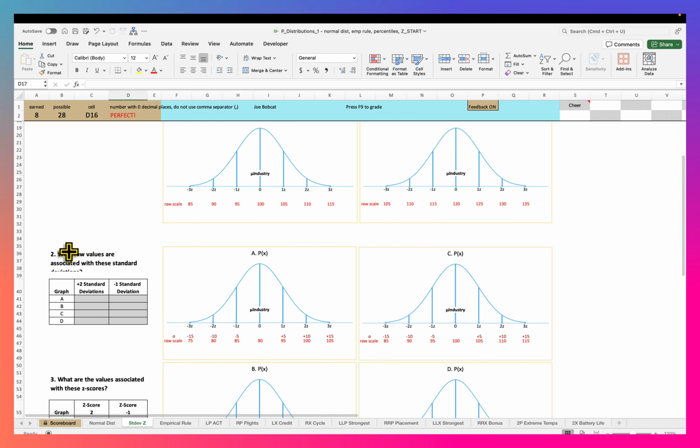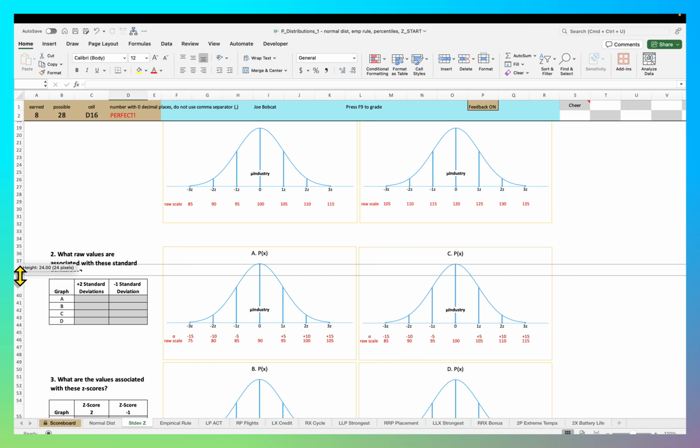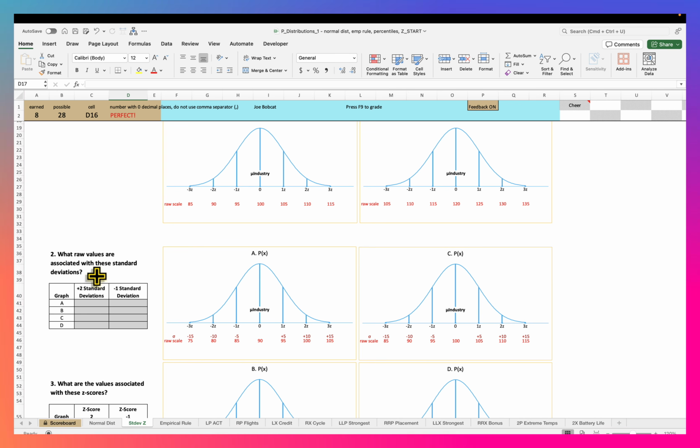All right, the next one says what raw values are associated with these standard deviations. Sorry, that got cut off. You can always stretch it down. All right, in graph A, at plus 2 standard deviations. So at plus 2 standard deviations, so that would be from 90 to 95 to 100. So 100 at plus 2. And at minus 1, we'd go from 90 to 85.